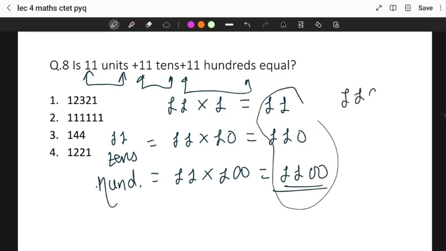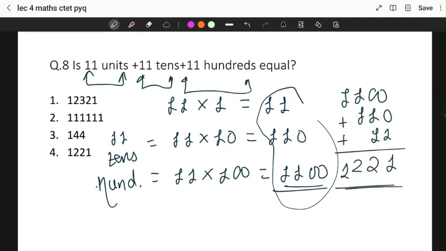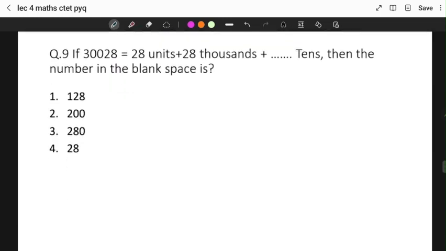That is 1100 plus 110 and 11. So take summation of all this. This will give me 1221. So 1221 is the correct answer for the given question. That is option number 4. Okay, now moving on to the next question over here.